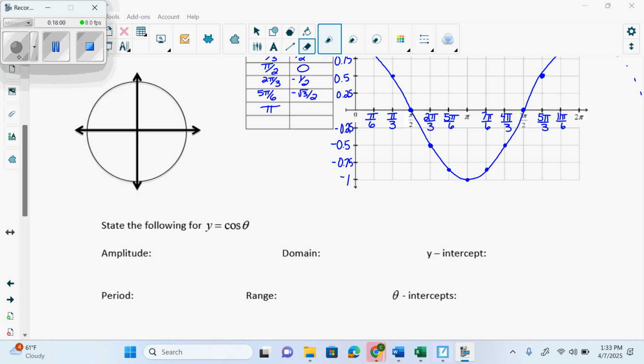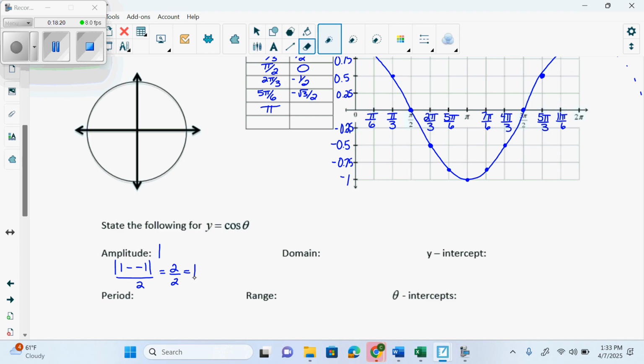Okay, what is the amplitude of this graph? 1. Because we can use the formula if we want to. Absolute value of the max, which is 1, minus the min, which is negative 1, divided by 2, which is 2 divided by 2, which is 1. Or we can count the vertical distance and divide it by 2, right?